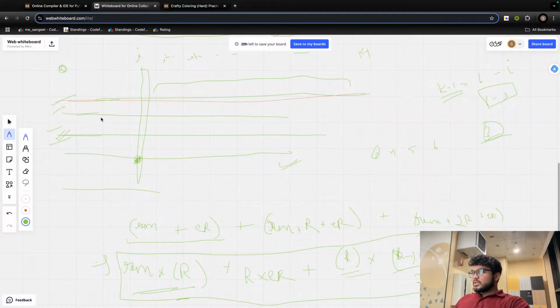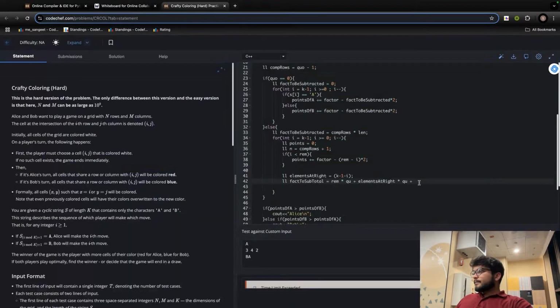0, 1, 2, 3. This is the number of elements, right? So this is length. So length into quotient into quotient minus 1 by 2. This is the total thing that is needed to be subtracted.